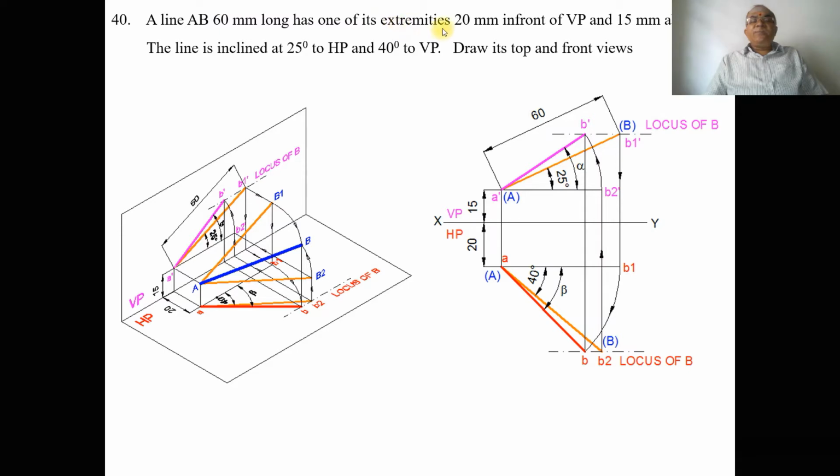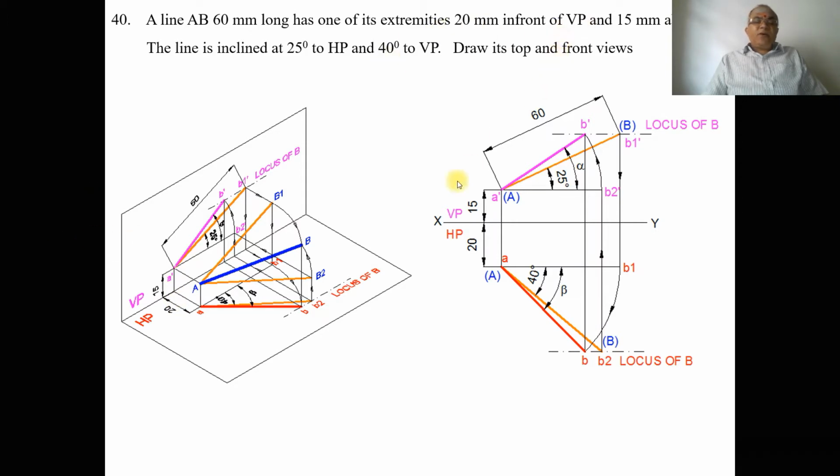Has one of its extremities, one of its end points, of the line capital AB. It can be either A or B, but we will take it as A. One of its extremities is 20 mm in front of VP and 15 mm above HP. When you look from the front view, we can see the distance above HP as 15 mm, and when it is projected, that projection will fall on the vertical plane. So we will get it as small a dash.